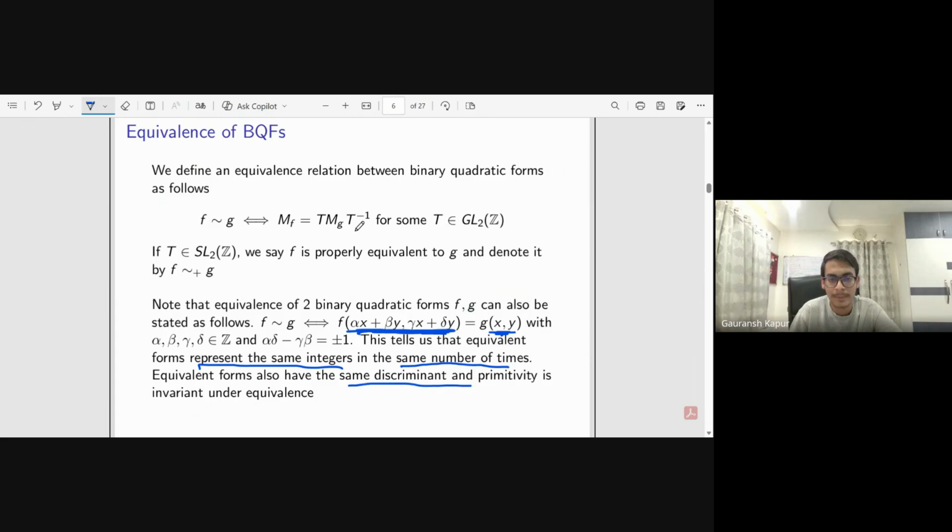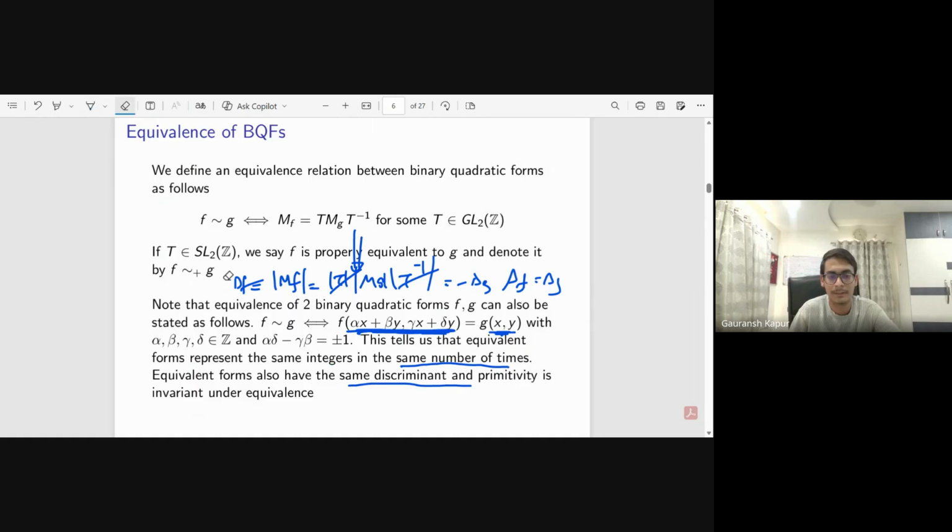Why is this? So we have this equation here, M_F equals T M_G T inverse. If we take the determinant of both sides, we get determinant of M_F equals determinant of T, determinant of M_G, determinant of T inverse. The determinants of T and T inverse multiply out to be 1. So determinant of M_F equals determinant of M_G, but this is minus discriminant and this is minus discriminant. So the discriminants of both of these are the same. And also primitivity is invariant under equivalence. So if F is equivalent to G and F is primitive, then G also must be primitive.